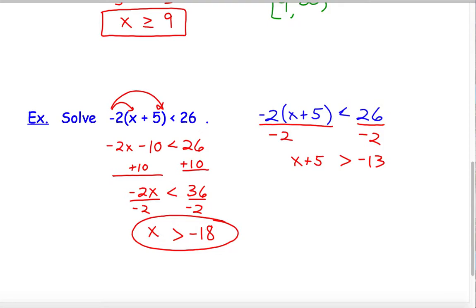Now, one last step, let's get rid of the plus 5 by subtracting 5 from both sides. Minus 5 plus 5 is 0, so I have x is greater than negative 18, which is exactly what I got before. So you decide what works best. Now notice in this case, we were kind of lucky because this number here divided evenly into that number. That's not always the case, and sometimes you can still do it this way, but then you're going to have to deal with a decimal or a fraction. All right, let's do a few more.